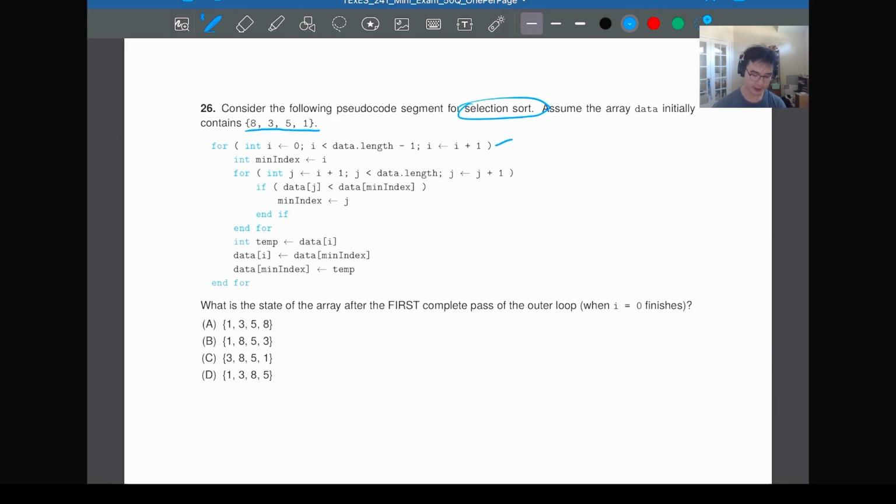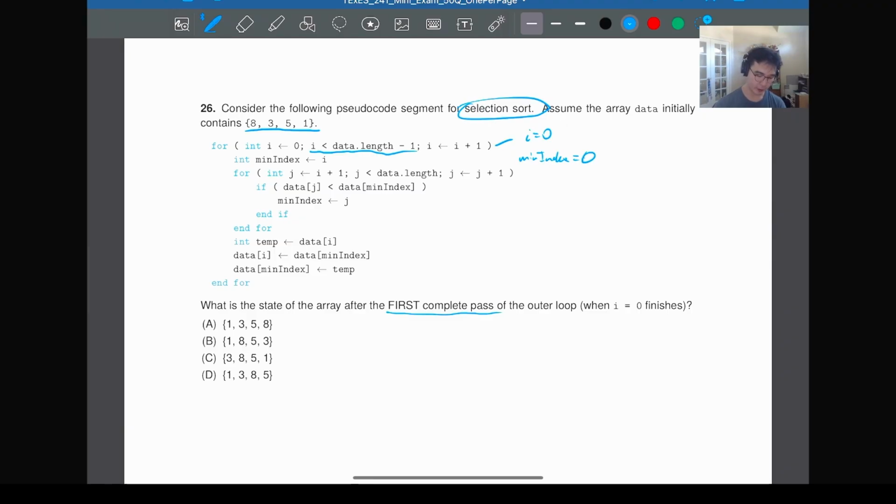This outer loop right here, it sets i to 0, right? And basically it goes almost all the way to the end. And there's that condition right there. But we don't care because we're only concerned with this first complete pass. So what I'm really concerned about is i equals 0. And then it sets this min index also to i, which is 0.